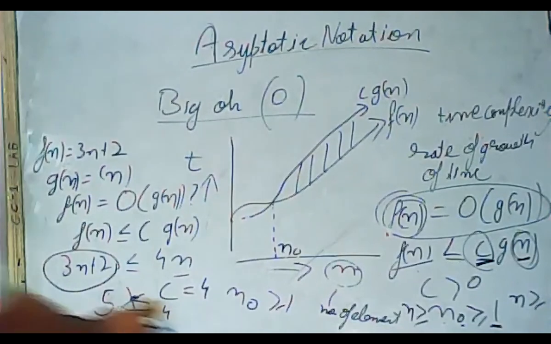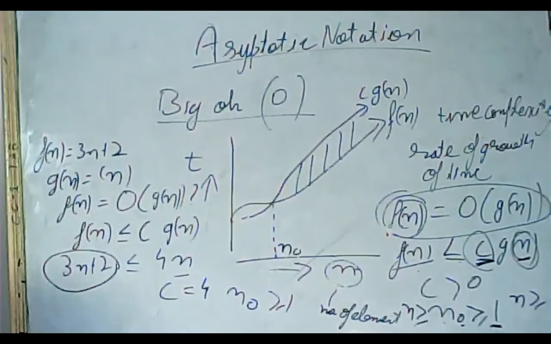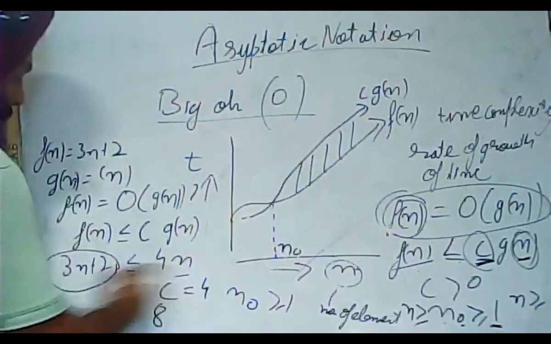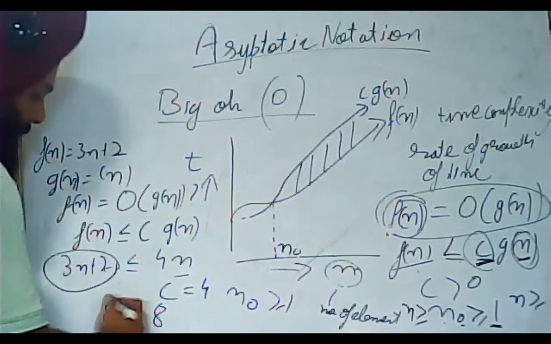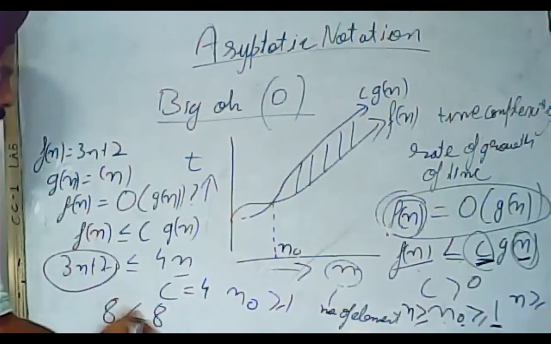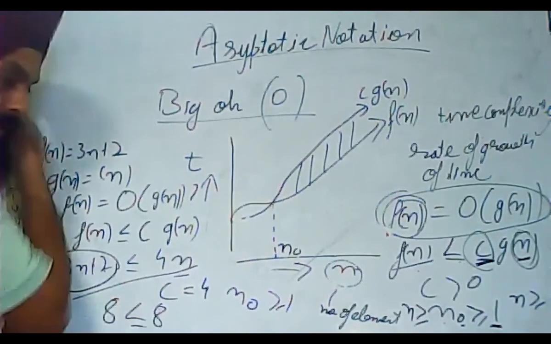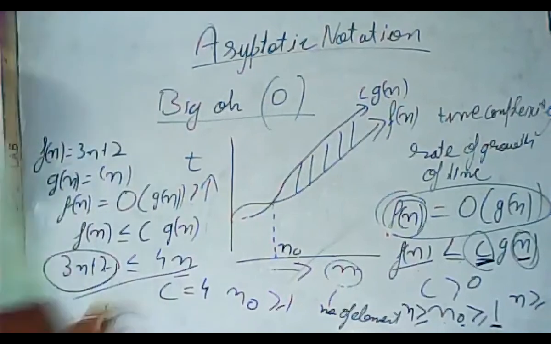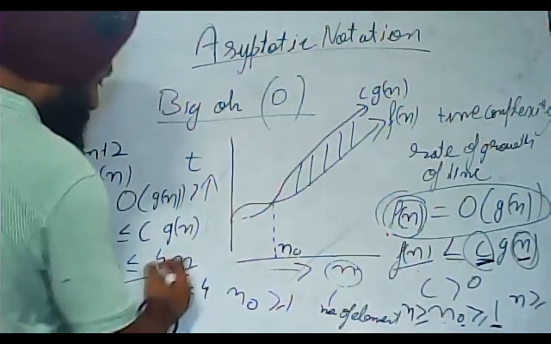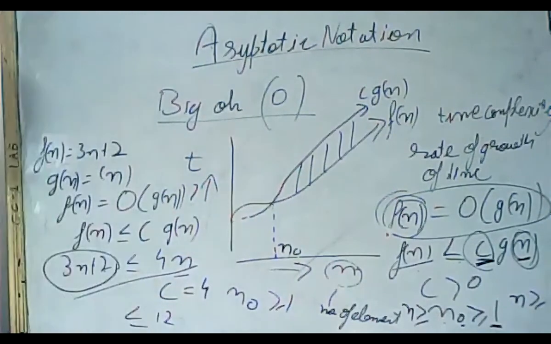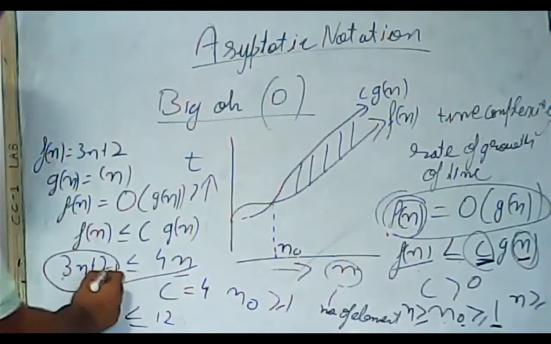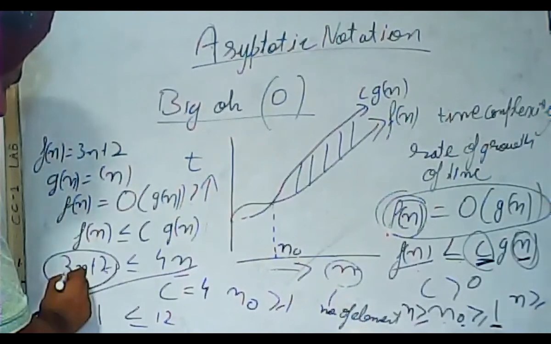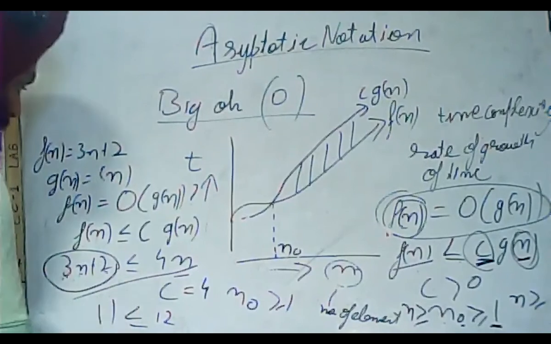So we'll put another value of n, that will be 2. If we put 2, we'll get 8 on this side, 4 into 2 will be 8. And 3 into 2 is 6, plus 2 is 8. So this is true, because this is less than or equal to this value. We can check it for 3 as well. If I put 3 here, 3 into 4 is 12, and 3 into 3 is 9, plus 2 will be 11. So this is false again.